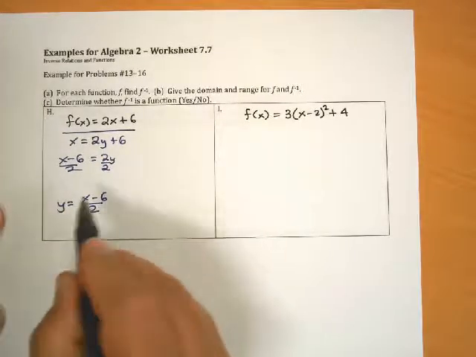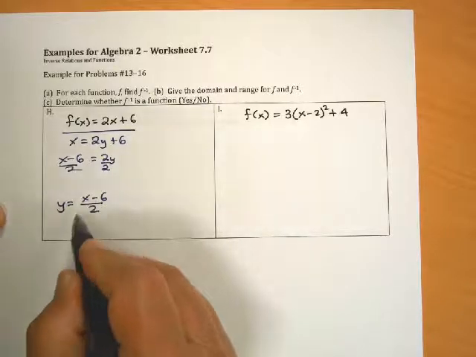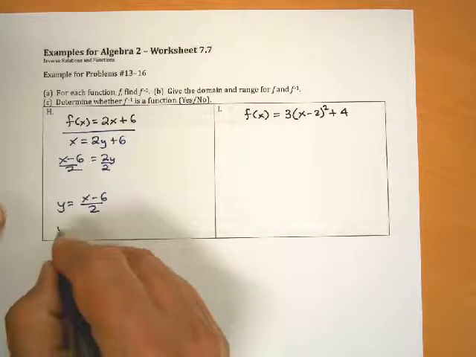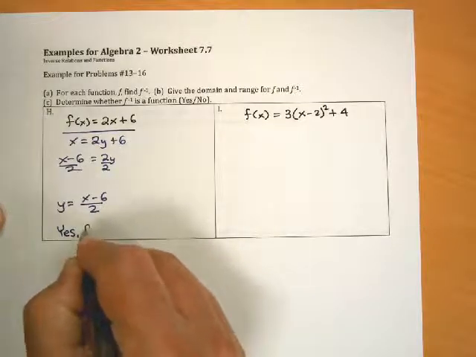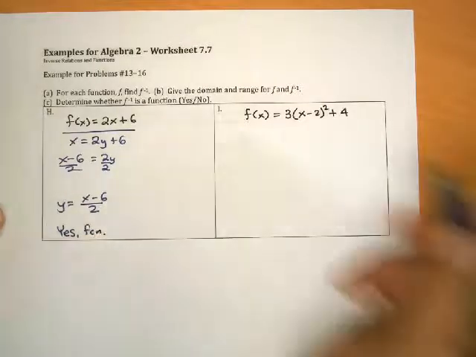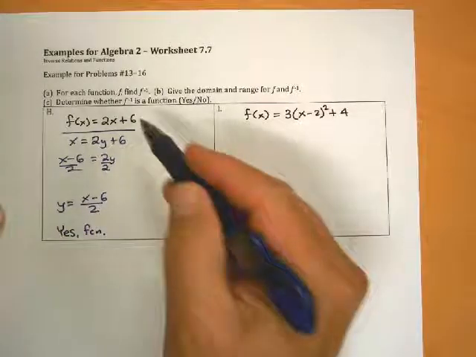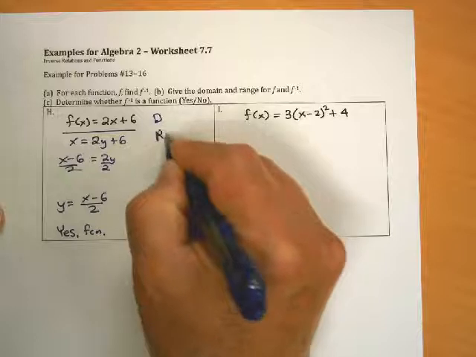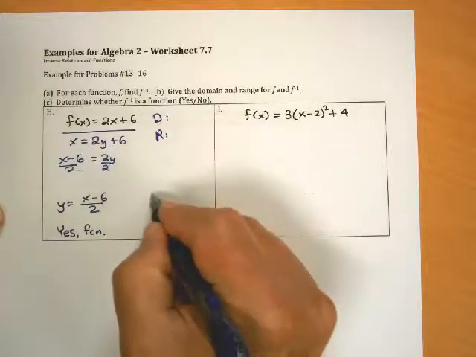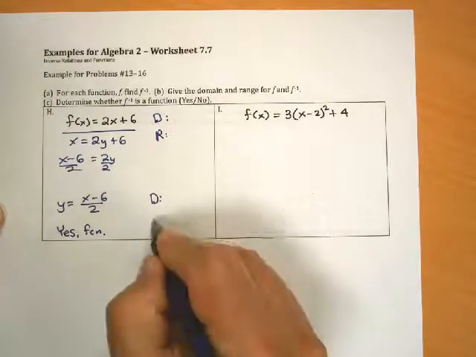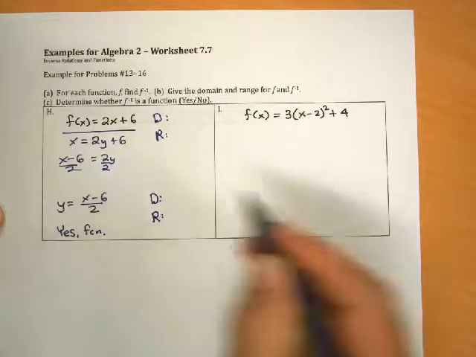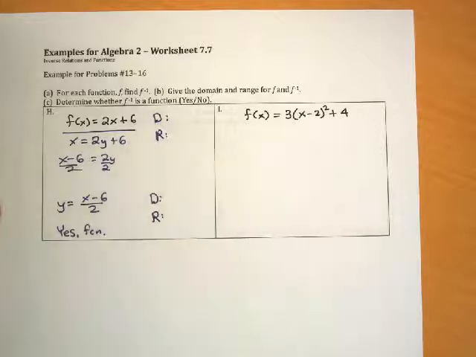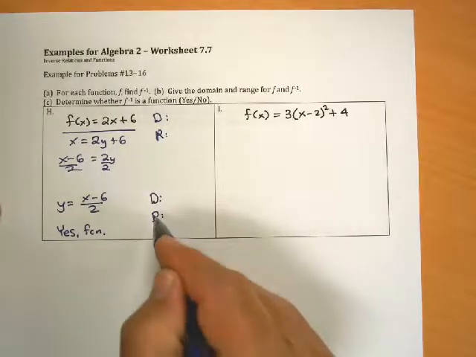Now, since every x you plug in here generates just one y value, this is a function. And now we're going to turn our attention to finding the domain of the original and its range, and the domain of the inverse and its range. You're going to find the domain of the original by graphing it, and then you'll use it to find the range of the other one.